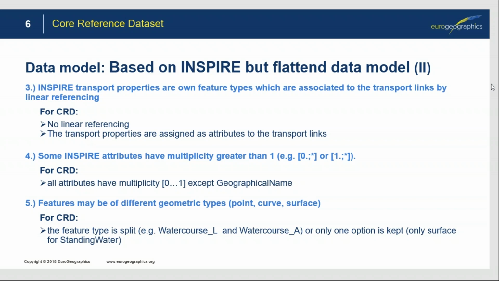Value multiplicity, we've already talked about that. For CRD, we decided to have just 0 or 1, except, of course, for the geographical names. They're listed in an extra table, so there can be more than 1. And for the different geometric types that are possible in some feature types, for the watercourse, we have lines and areas, we just split them up into separate features, or just decide to keep only one. Like for standing water, there are no point standing waters now in CRD, it's just the surface ones.